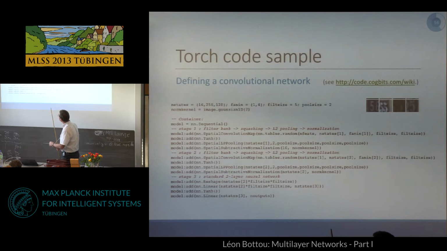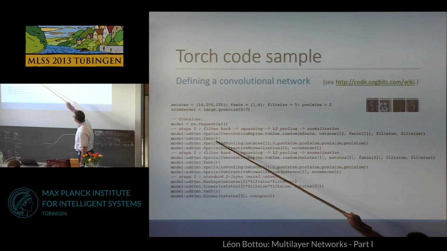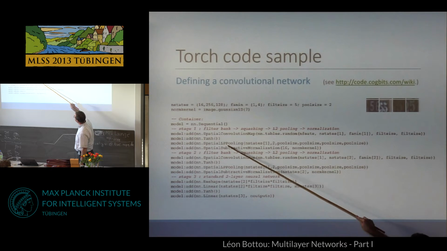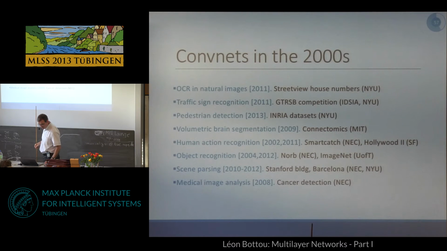Is it more complex? Well, not really. You have a sequential model, you have spatial convolution, hyperbolic tangent, LP pooling with P equal to, spatial subtractive normalization. These are just bricks, they're ready to use. You just put them together and you train. Now, does it work? Well, Convnets in the 2000s were quite successful.